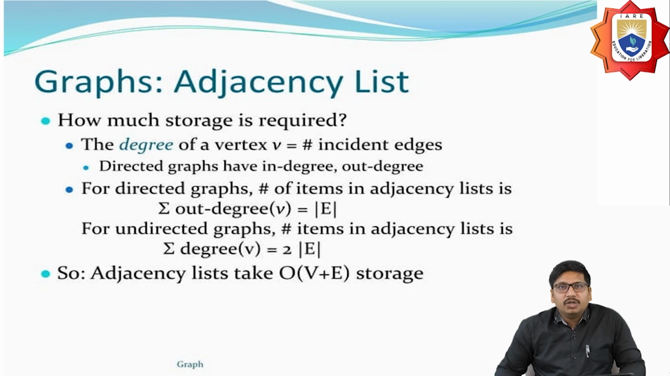So how much storage is required here? The degree of a vertex is equal to its incident edges, and a directed graph has in-degree and out-degree. For a directed graph, the sum of out-degrees in the adjacency list should be written as modulus E, and for an undirected graph the sum of degrees should be written as 2 into modulus E. So the adjacency list is going to take theta of V plus E.